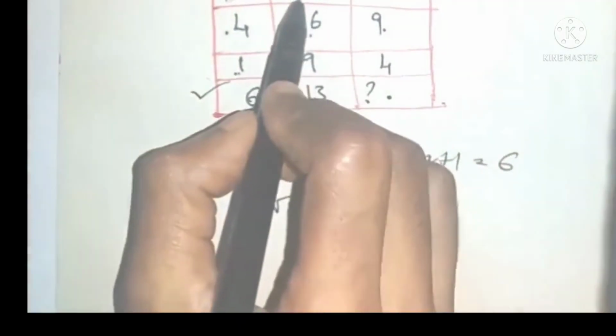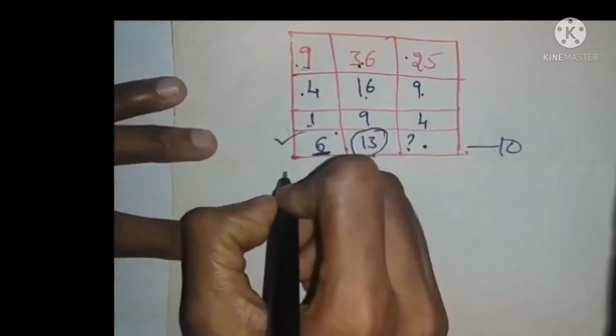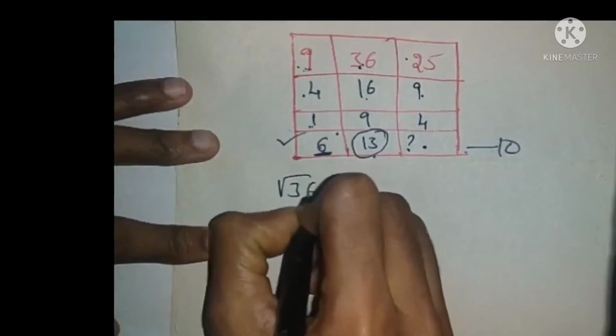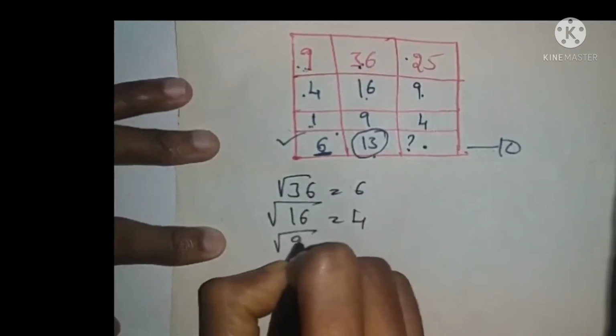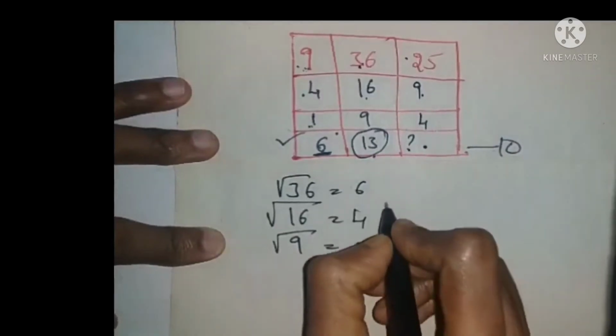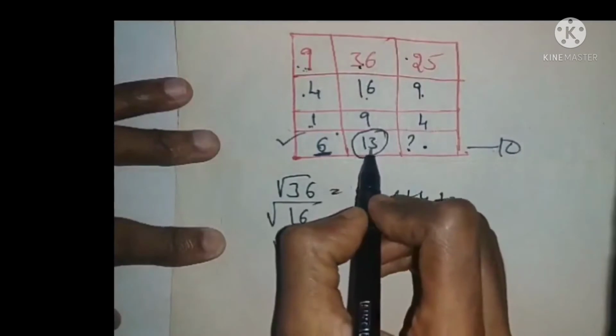Next, 36 means... So now for the second thing, square root of 36 is 6. Square root of 16 is 4. Square root of 9 is 3. 6 plus 4, 10. 10 plus 3, 13. 13 is your answer here.